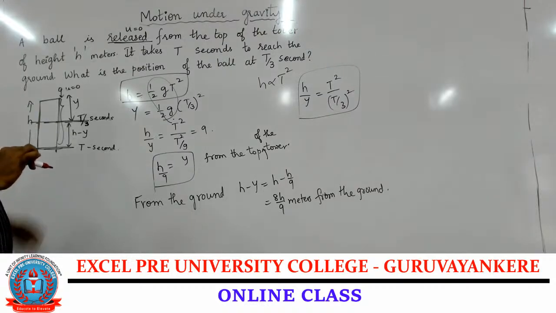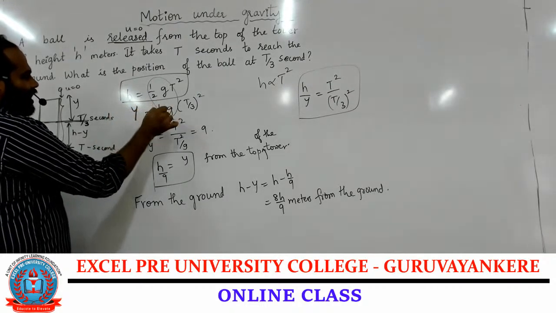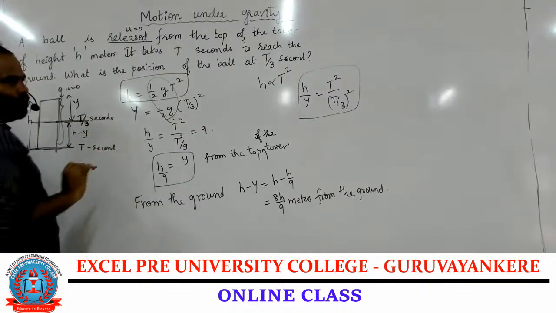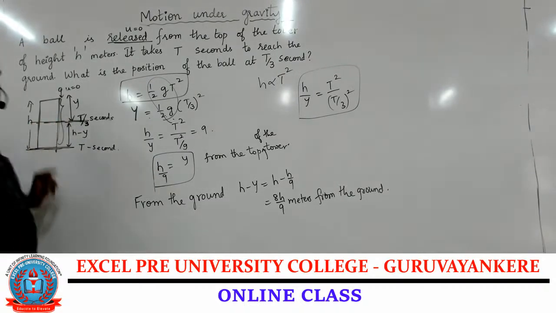Getting this? After t by 3 seconds it will be somewhere here. So it should be y is equal to half g (t by 3) whole square. Is that clear? Understood? From the top of the tower its displacement is y. That is y. Clear?